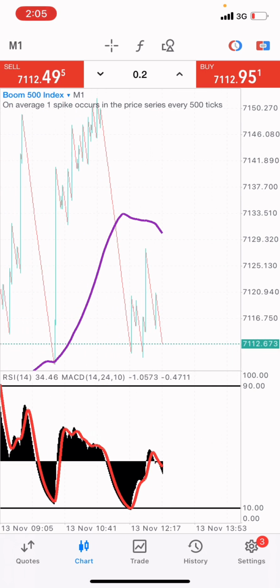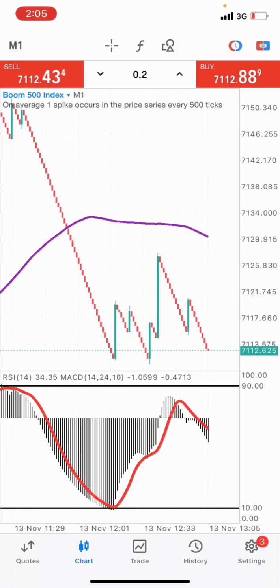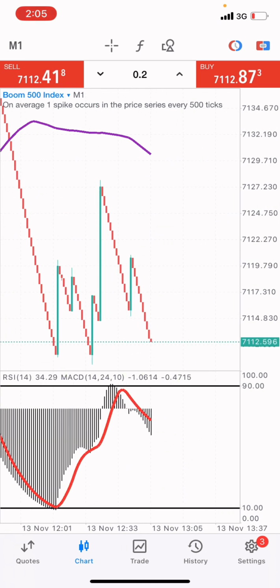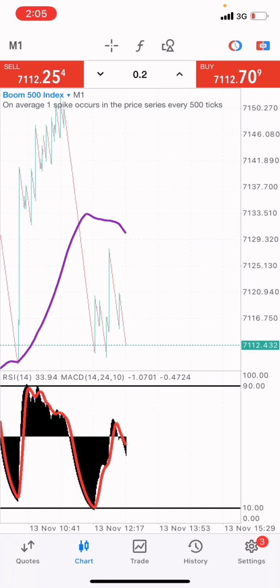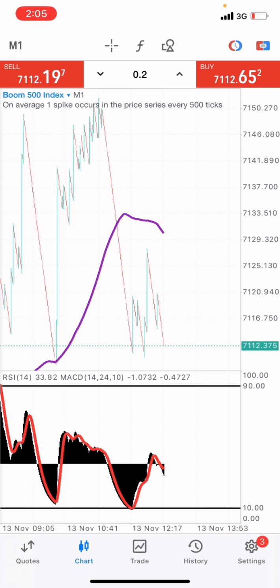So what we're going to do on the boom market right here, remember, the first thing to do is to put in the lot size you want to use. If you have a smaller account, you lower your lot size. If you have a bigger account, then you might want to increase the lot size, so that you'll be able to make that profit. So now, this market should buy at this point in time. Yes, this market should buy.